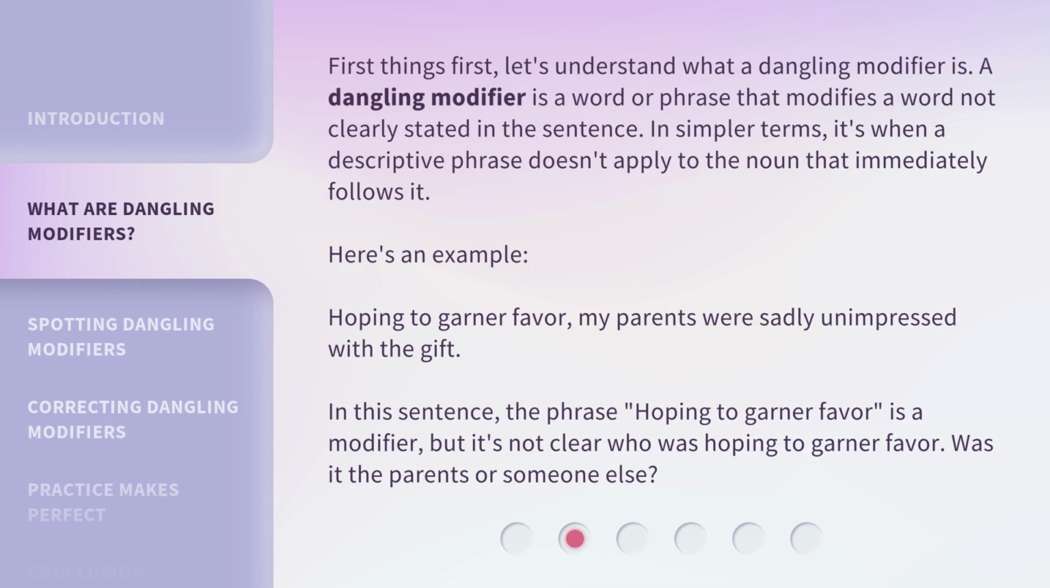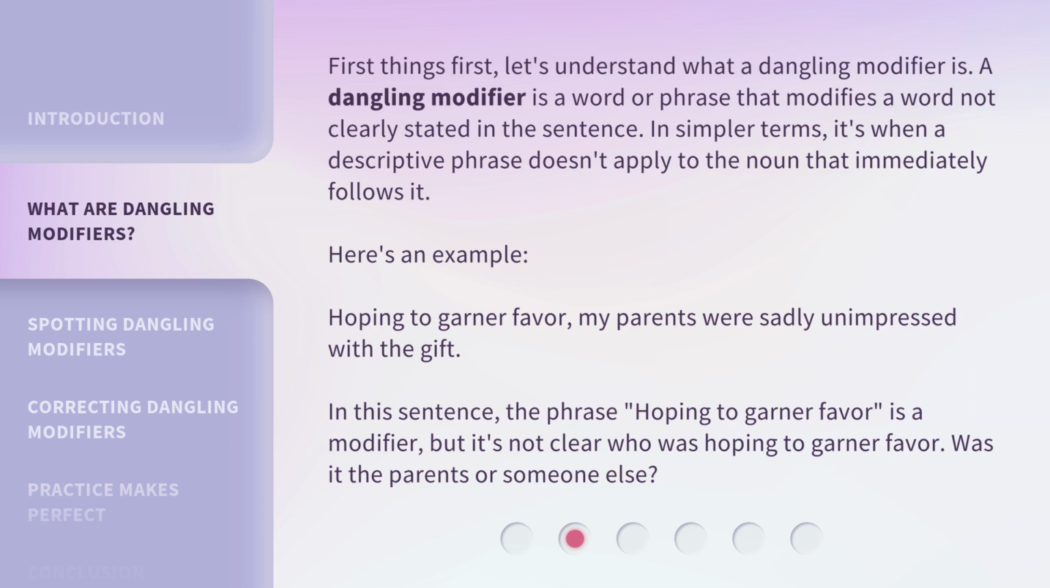First things first, let's understand what a dangling modifier is. A dangling modifier is a word or phrase that modifies a word not clearly stated in the sentence. In simpler terms, it's when a descriptive phrase doesn't apply to the noun that immediately follows it.